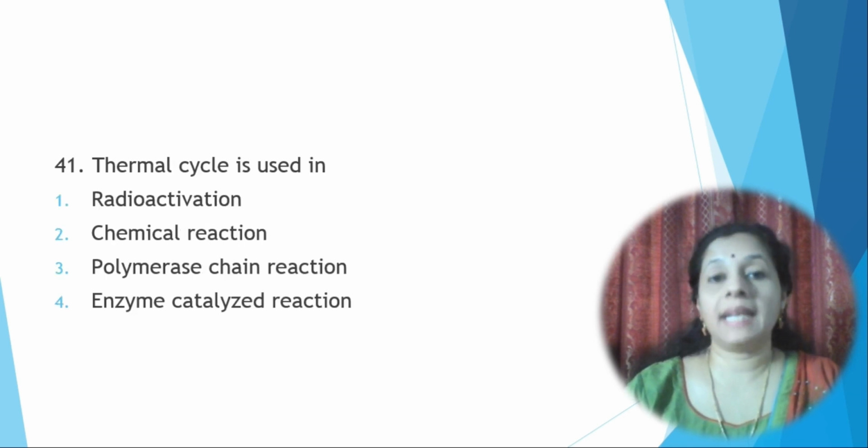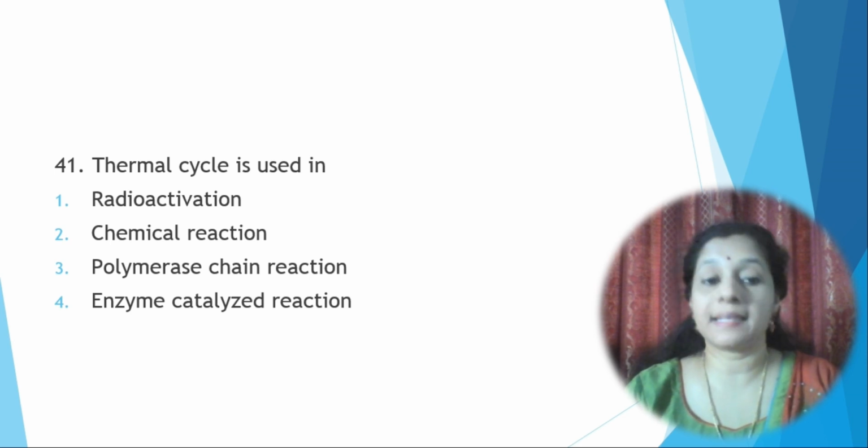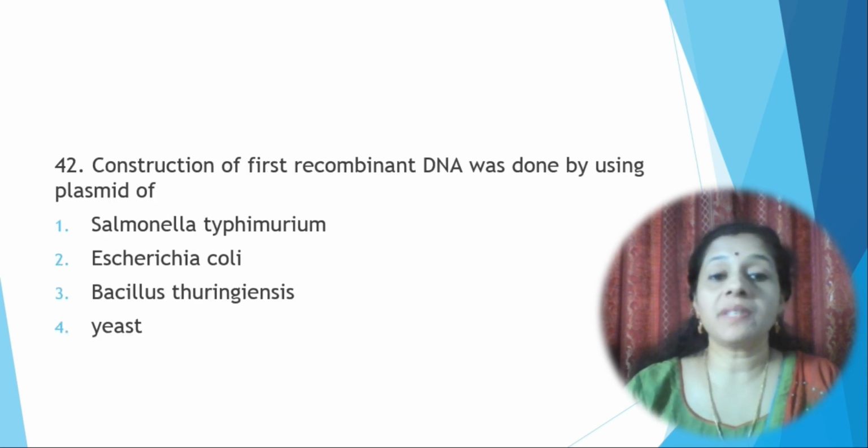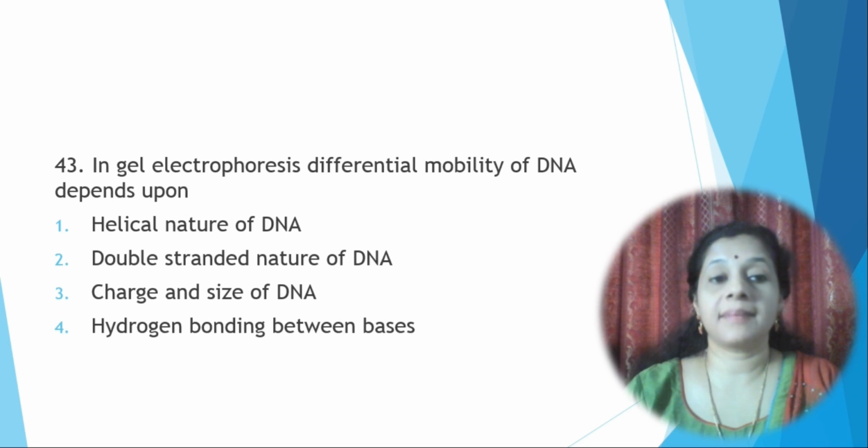Thermal cycler is used in polymerase chain reaction, option 3, because there we keep on changing the temperature at different steps: denaturation, annealing and extension. Construction of the first recombinant DNA was done by using plasmid of Escherichia coli. So option 2 is correct.